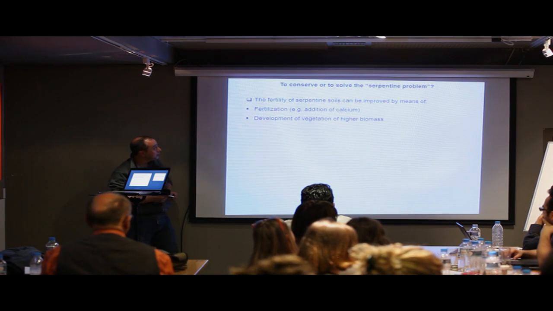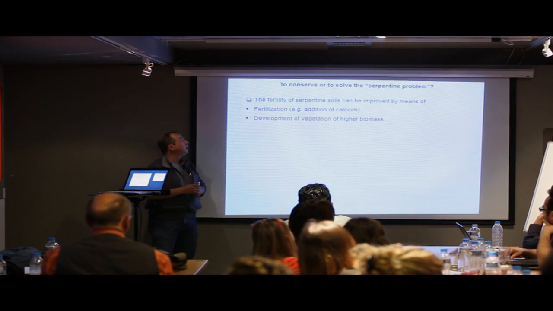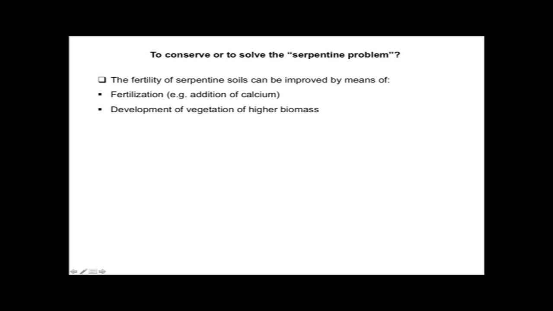Now, a final question is, should we conserve this serpentine problem, or should we solve this serpentine problem? We know that the fertility of serpentine soil can be improved by means of fertilization, for instance, the addition of calcium, or the development of vegetation of higher biomass. And this development of vegetation will add more organic content in the soil and will improve all the soil properties.